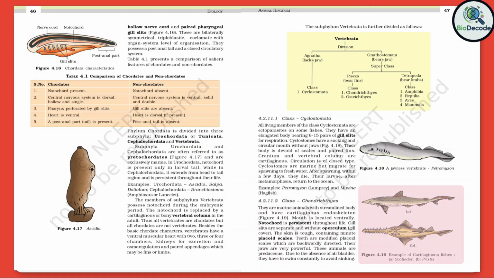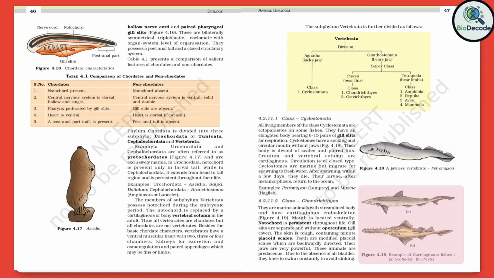Figure 4.19. Examples of cartilaginous fishes. A. Scoliodon, B. Pristis. This figure represents two members of the class Chondrichthyes, also known as cartilaginous fishes, characterized by a skeleton made entirely of cartilage. Scoliodon, dogfish, exhibits a streamlined, spindle-shaped body adapted for active swimming. The figure highlights paired fins, a heterocercal, unequal-lobed tail for propulsion, and 5 pairs of gill slits without an operculum. Its mouth is ventrally placed and skin is covered with placoid scales which reduce friction and offer protection.